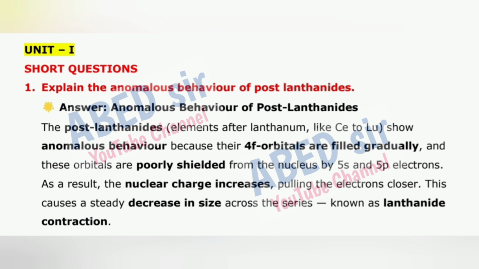Answer: anomalous behavior of post-lanthanides. The post-lanthanides, elements after lanthanum, like Ce to Lu, show anomalous behavior because their 4f orbitals are filled gradually, and these orbitals are poorly shielded from the nucleus by 5s and 5p electrons. As a result, the nuclear charge increases, pulling the electrons closer. This causes a steady decrease in size across the series, known as lanthanide contraction.